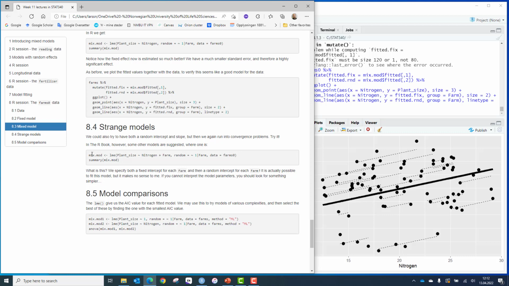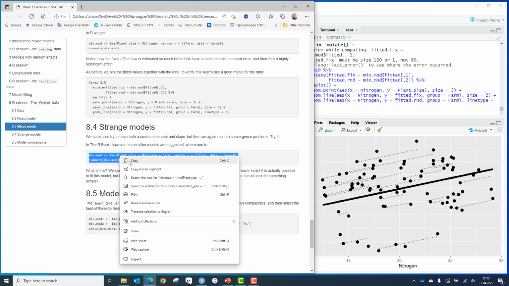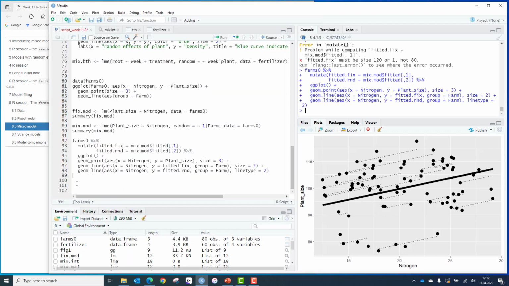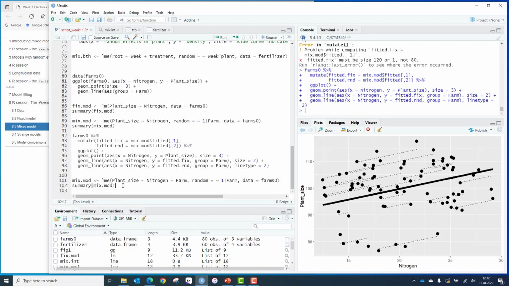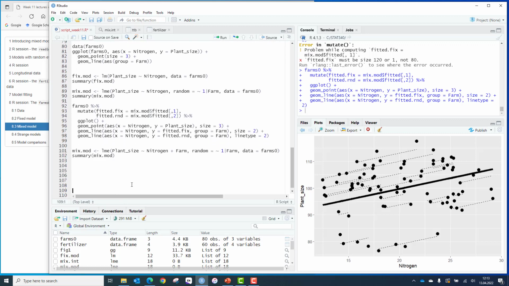Then I would like to mention, in the R book where they talk about this example, they actually fit a strange model. I mention this just to show you that textbook authors are not always the best teachers. What is this model fitted here? Look at this.